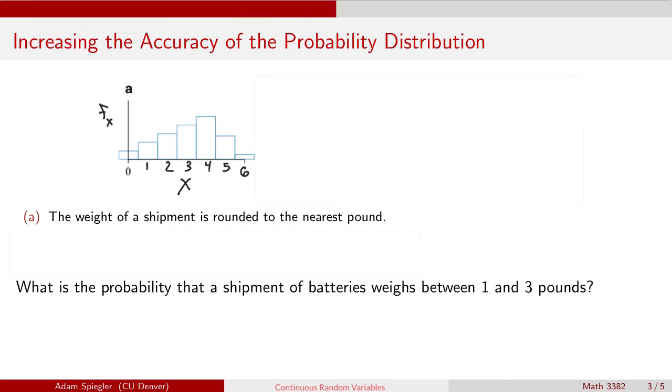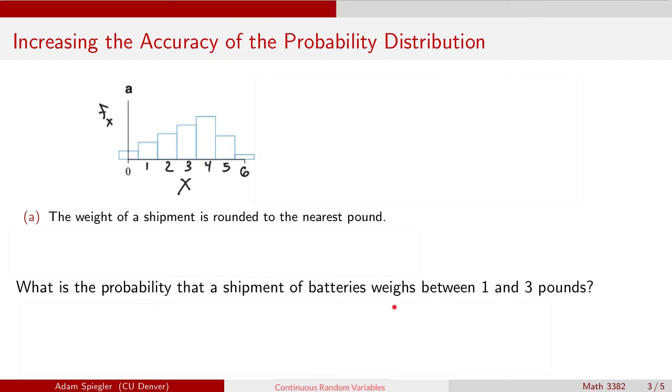Let's use this example where random variable X maps a randomly selected shipment of batteries to its corresponding weight. If we were to weigh each of these shipments to its nearest pound, then this would map each box to an integer: it weighs 0 pounds, 1 pound, 2 pounds, and so on. So in graph A over here, what we are looking at is the weight of a shipment rounded to the nearest pound. So we actually are looking at a discrete random variable over here.